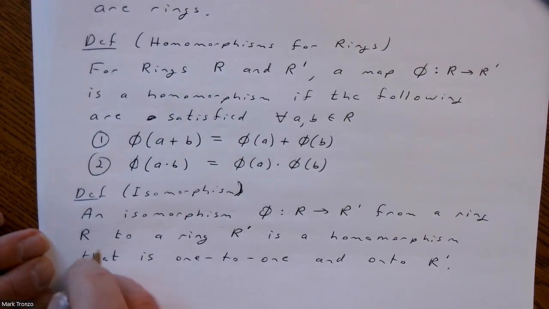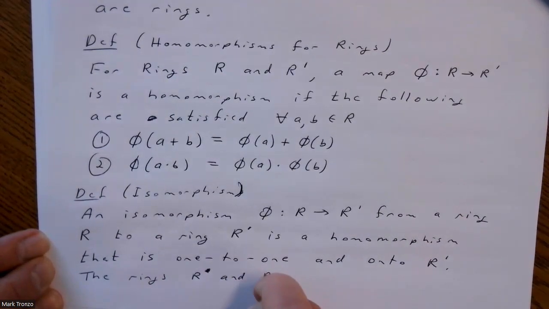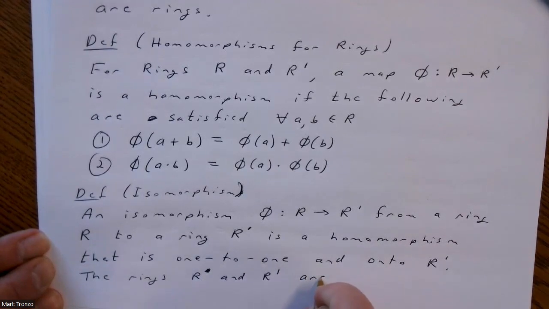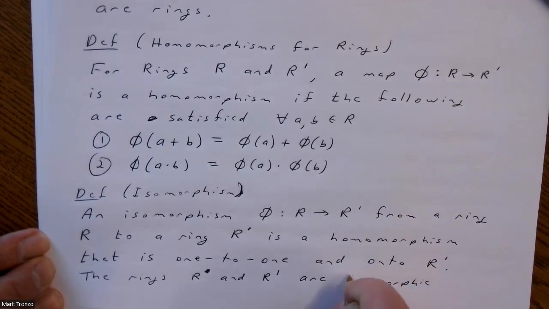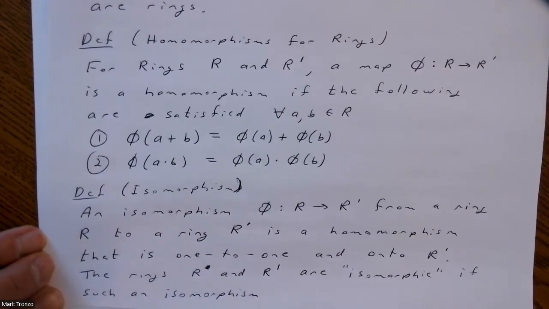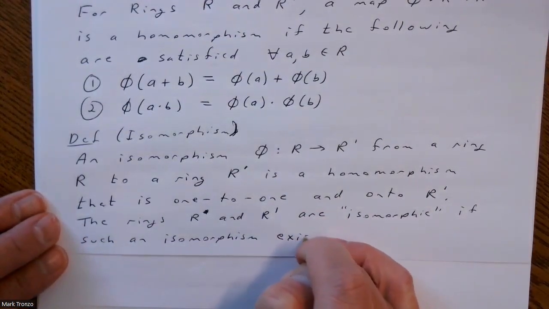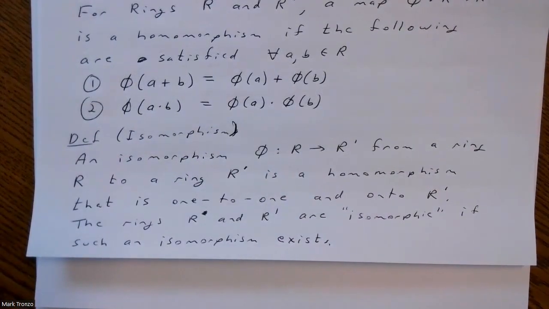And then in this case, we say the rings R and R prime are isomorphic if such an isomorphism exists. And again, fairly similar to what we had before.